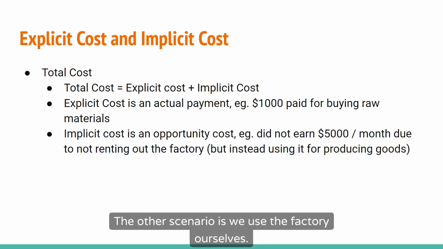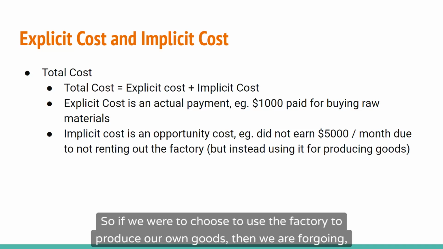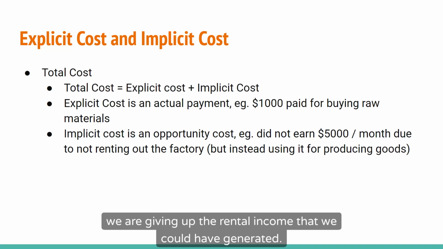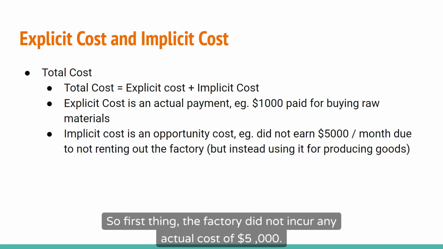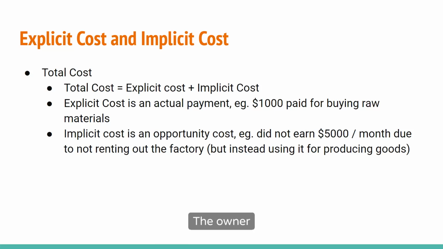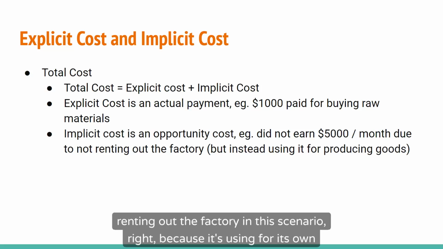The other scenario is we use the factory ourselves. We do not rent out, but we use it for our own production, right? So we produce items and we sell to customers, okay? So if we were to choose to use the factory to produce our own goods, then we are giving up the rental income that we could have generated, right? So this rental income per month represents an implicit cost. So first thing, the factory did not incur any actual cost of $5,000. The owner simply is not able to earn $5,000 per month anymore because it is not renting out the factory in this scenario, because it's using it for its own production.